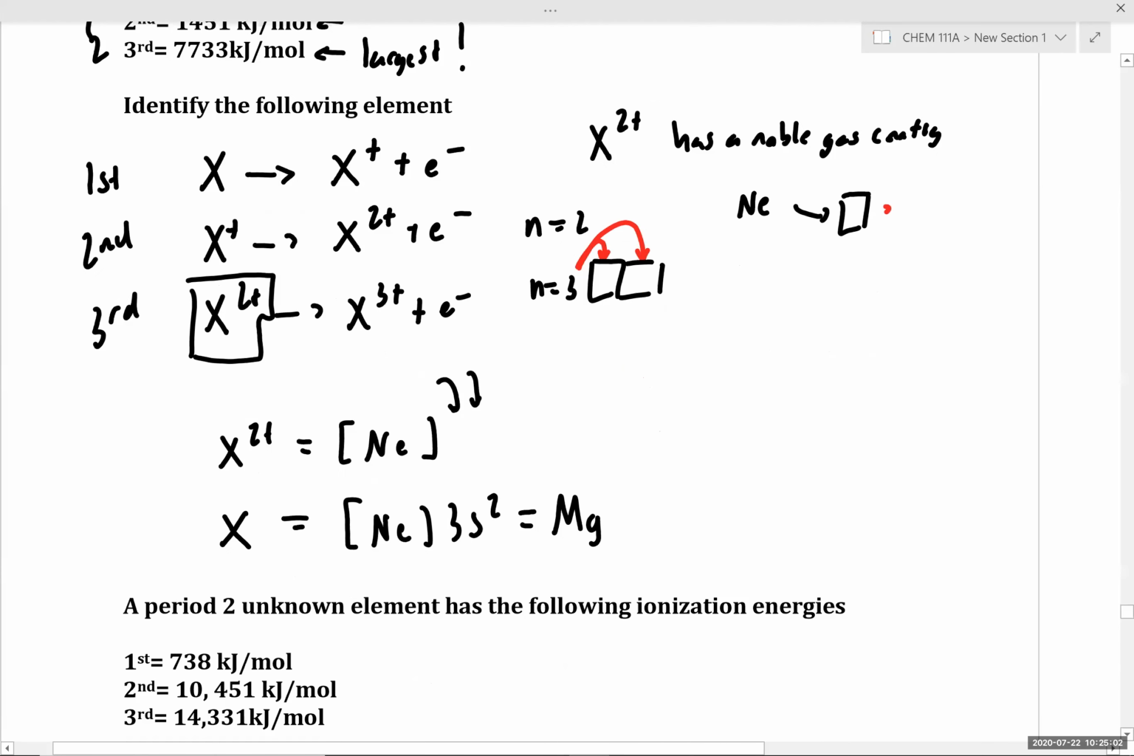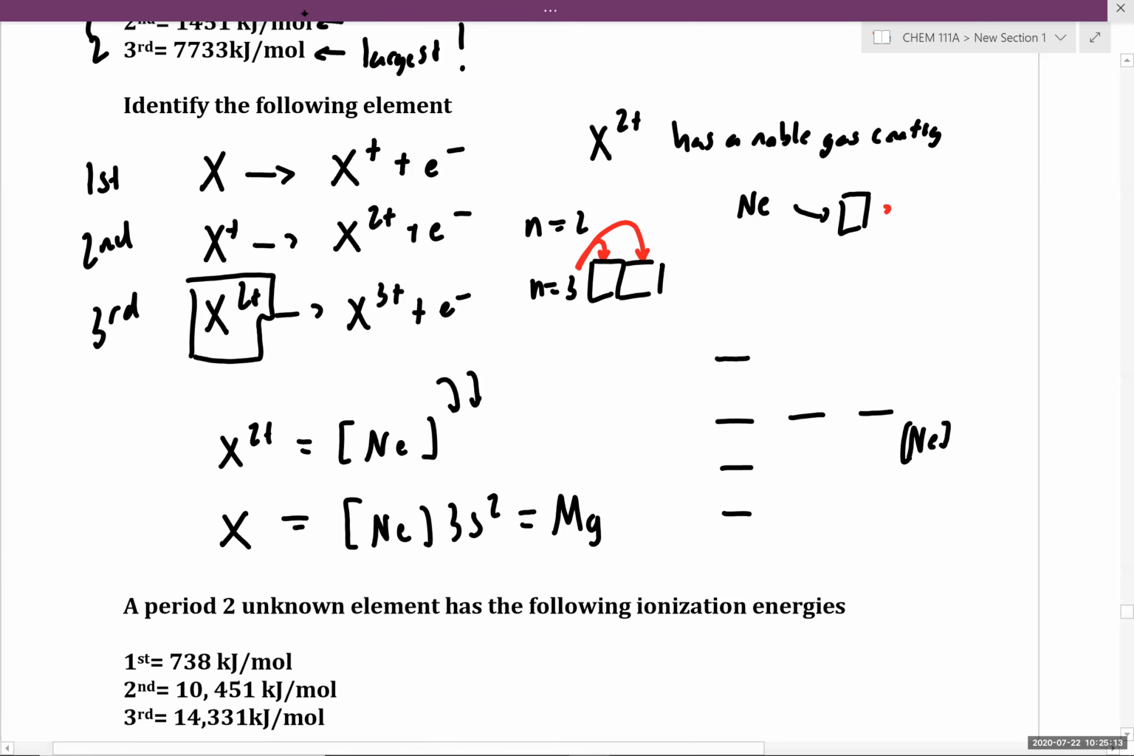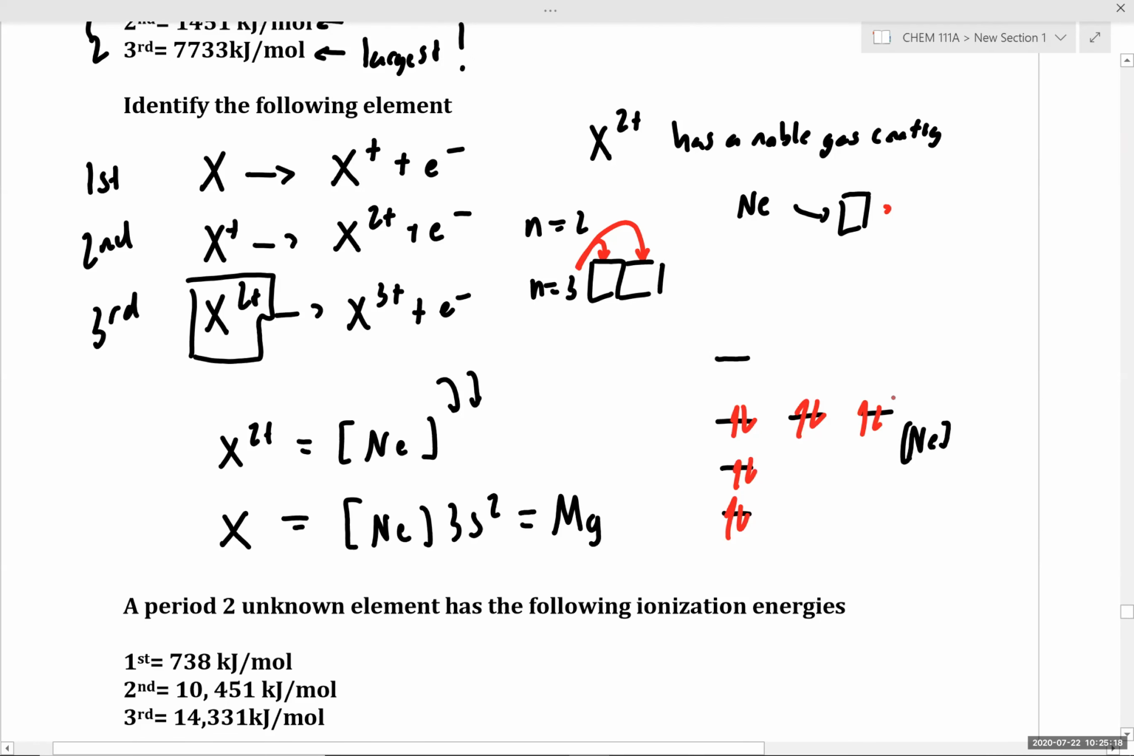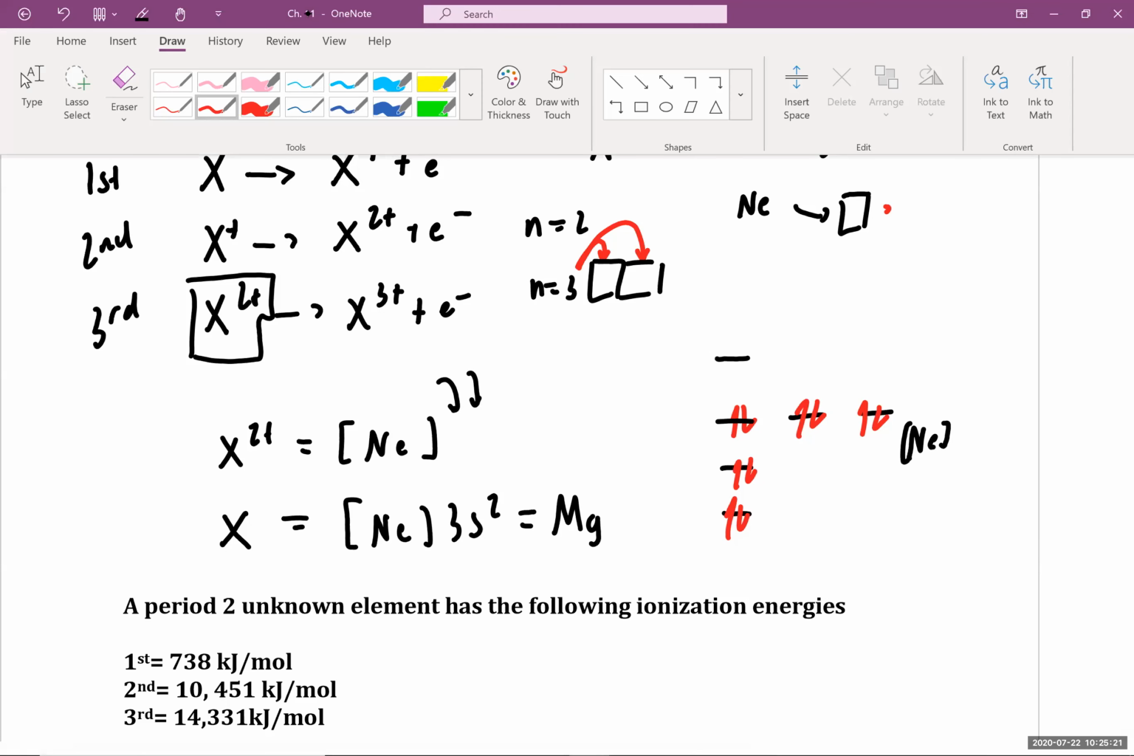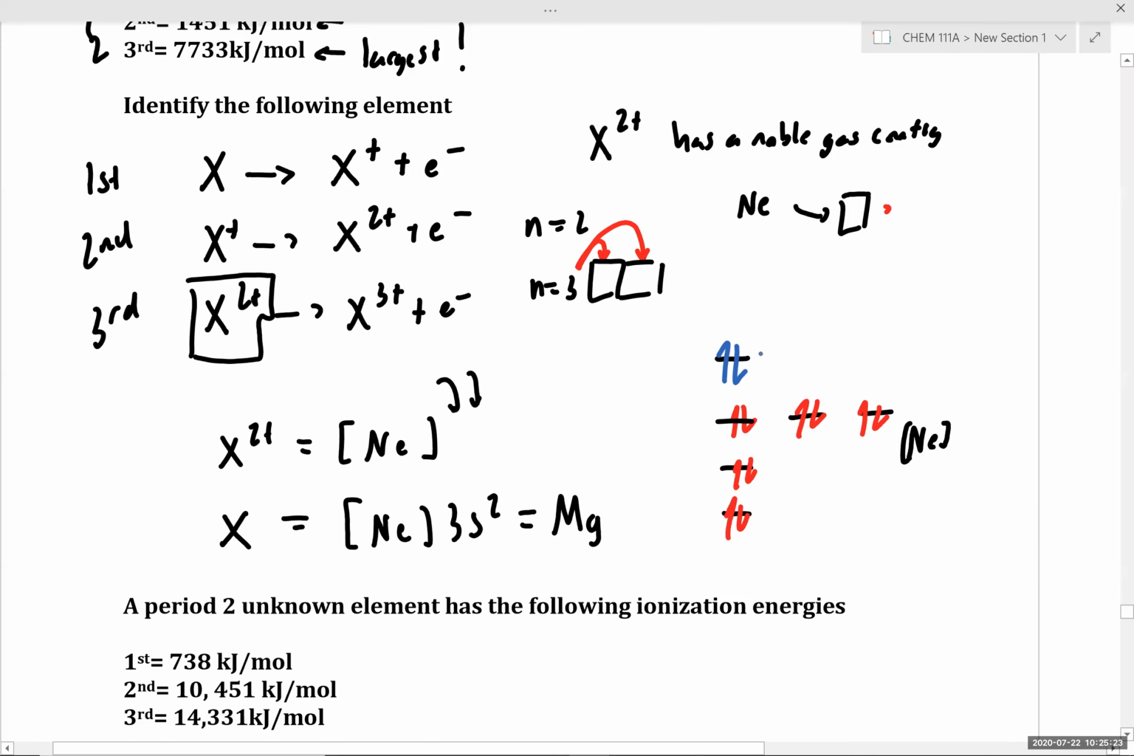Just to show this addition idea a little more tangibly, we've assigned the configuration. So this is our inner core of neon. If we need to add an additional 2 electrons, we would have to place them in our 3s orbital. Does this idea make sense of utilizing ionization energy to assign the identity of an element?